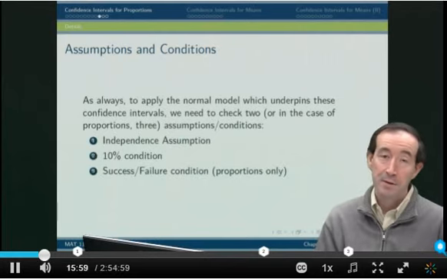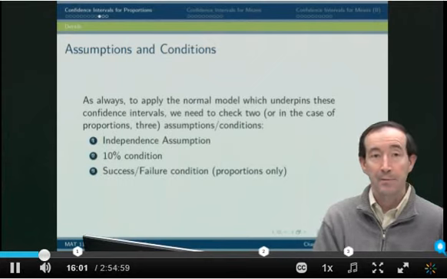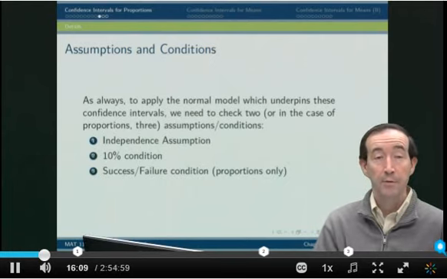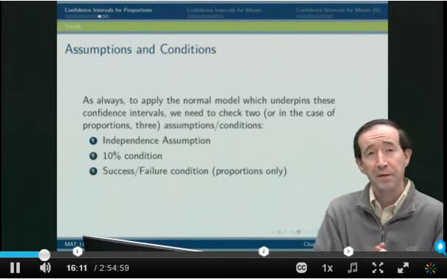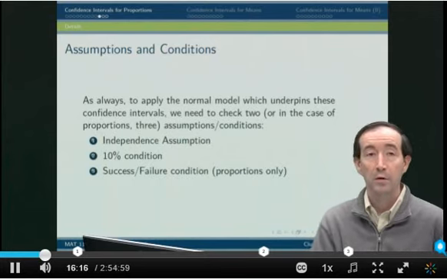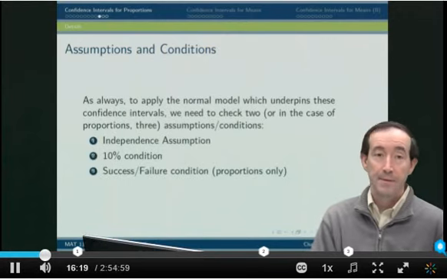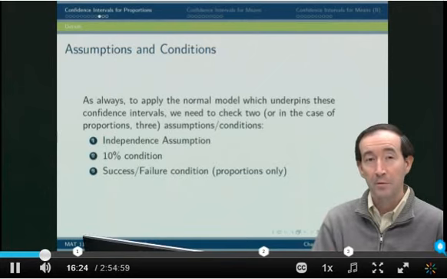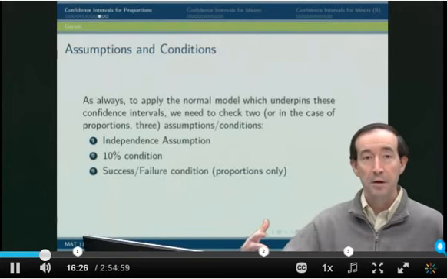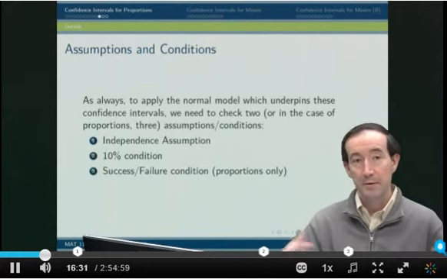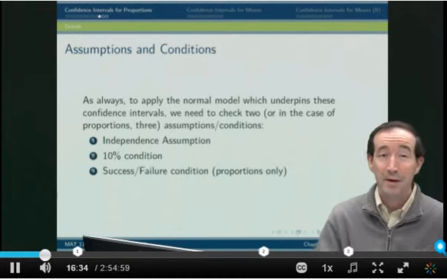We also need to check the 10% condition. That is, the number of elements in our sample, the number of people we surveyed, if that's what it is, or the number of objects we measured, if we're doing a mean, does not comprise 10% or more of the overall population. If it does, then our sampling distribution is no longer necessarily normal. That is, the central limit theorem kind of breaks down a little bit when we have too large of a sample. Instead of getting a normal distribution, we get a distribution that looks a lot more like the population itself, which may not be distributed normally.